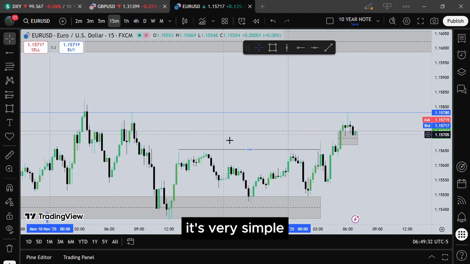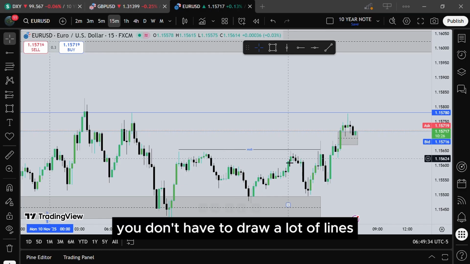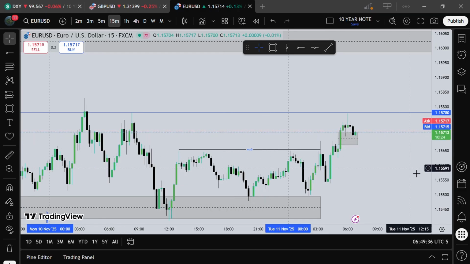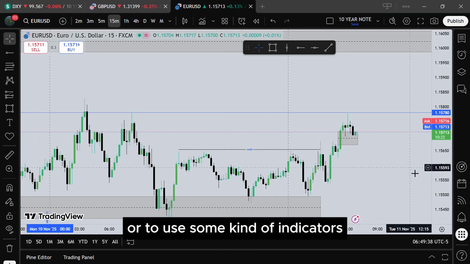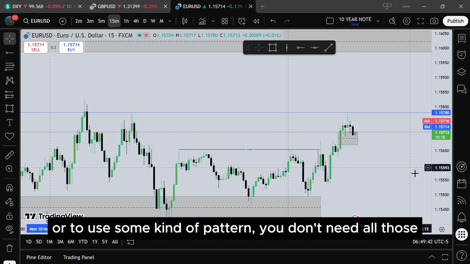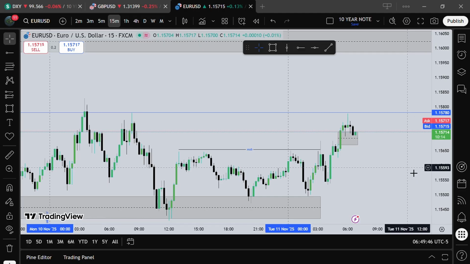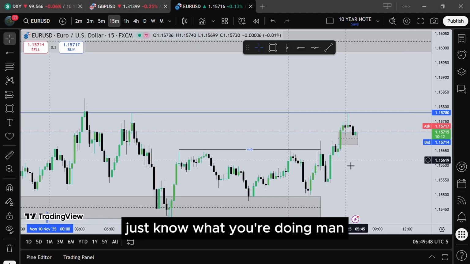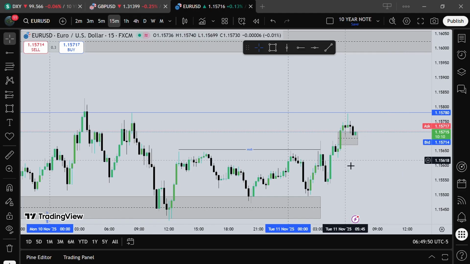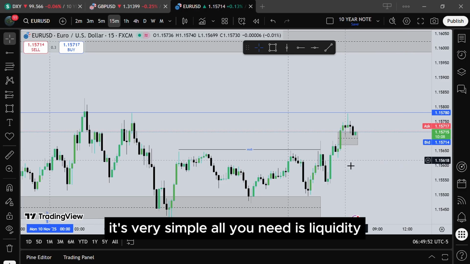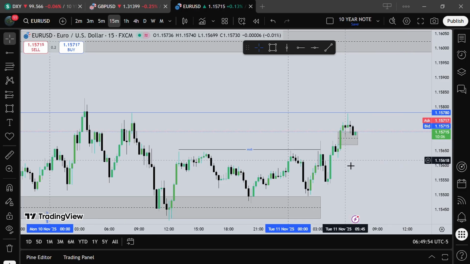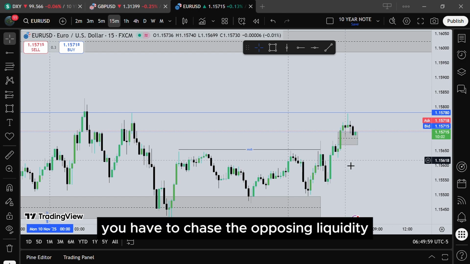It's very simple. You don't have to draw a lot of lines or use some kind of trend or some kind of pattern. You don't need all those. You just know what you're doing, man. It's very simple. All you need is liquidity. You have to chase the opposing liquidity.